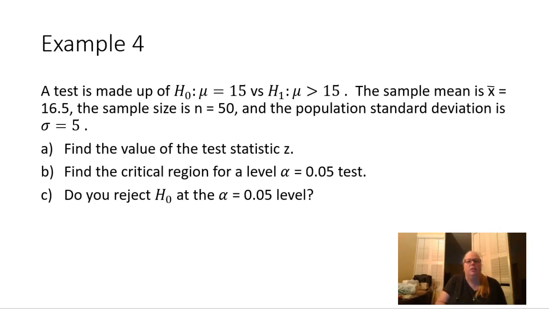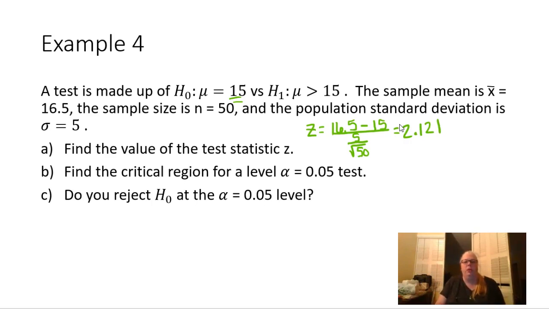Our test statistic is called Z, and we're going to take the sample mean and subtract the mu 0, which we can find right here in the null hypothesis. There it is, it's 15. And we are going to divide that by the standard deviation, which they gave me to be 5, divided by the square root of the sample size, which they gave me to be 50. And I will put this in my calculator and see what I get. This gives me 2.121. So there's our test statistic.